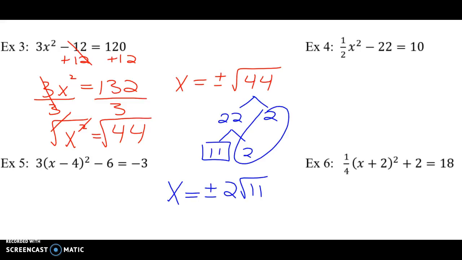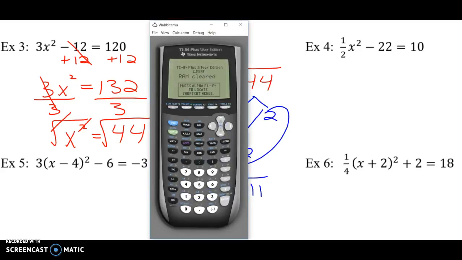Now, you guys, every year people freak out, like, oh my gosh, 2 square root of 11, what is it? This is a crazy answer. What is it? That's just a decimal, right? 2 square root of 11 is about 6.6. That just means that the parabola crosses the x-axis at 6.6. It's just not a pretty answer. Okay? So it still crosses the x-axis. It's still a number. It's just a decimal. It's not anything different than x equals 5. It's just a decimal answer.